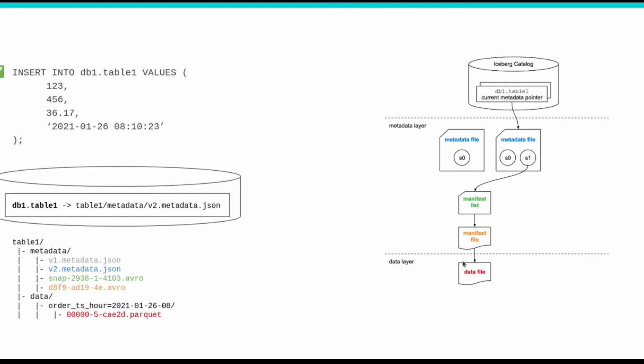Once the data files are written, it'll then create the manifest files that list all those individual files. And then once all the manifest files are written, it creates a manifest list that represents that snapshot, and then it creates a new metadata file. And then the newest metadata file will list the previous snapshots and the current snapshot. And then we update the catalog, we update that pointer to point to this metadata file going forward. So that becomes the new current state of the table.